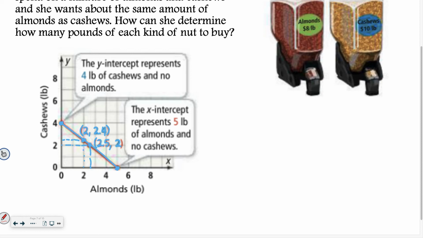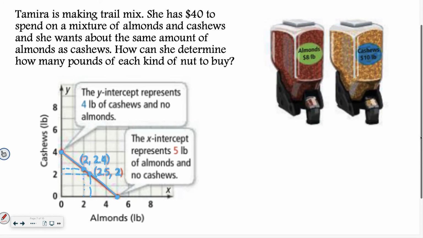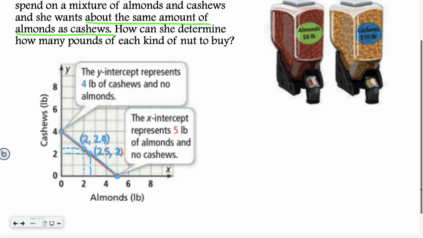And the reason they selected those points in the middle was because they were trying to see the closest that she wanted. Sorry, I'm struggling with words. It says in the problem, she wants about the same amount of almonds as cashews. So that's why on that line, they went kind of towards the middle, right? Because the middle of that line is going to be where you have about the half and half split. So that's why they chose those 2 points as possible solutions for their problem.